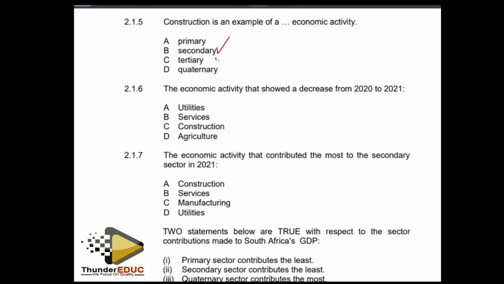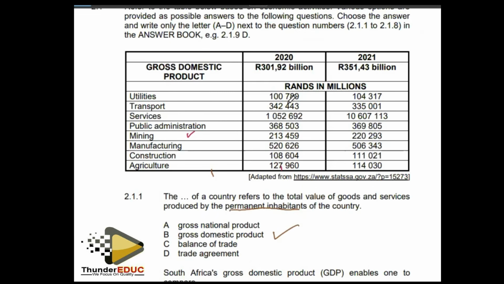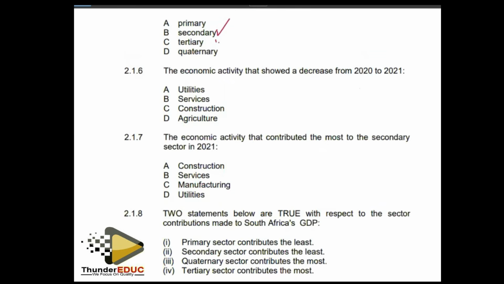The economic activity that showed a decrease from 2020 to 2021. Let's go back to the table. Which economic activity? Yes, this one increased. This one, yes, it decreased. This one increased. This one decreased. This one also decreased. But of the two, which one decreased most? Of all those ones, which one decreased most? And when you look at it, it is agriculture. You check the numbers and you see which one has the most decrease.